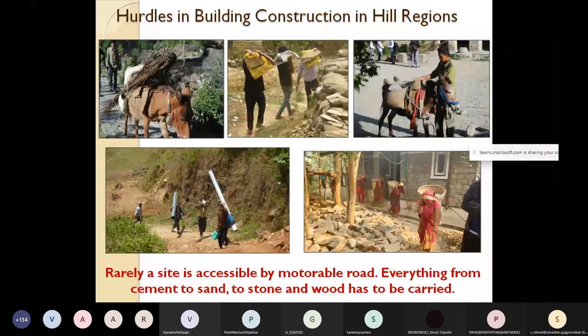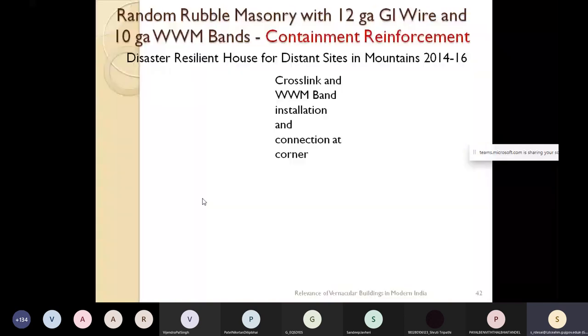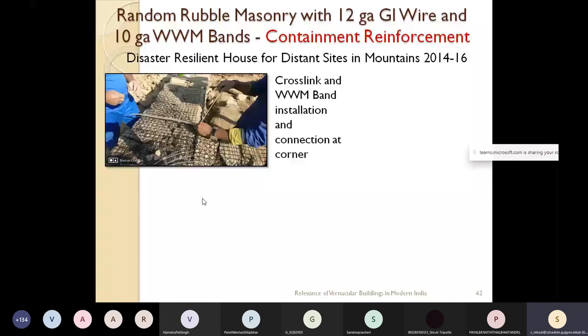So here in Nepal, we evolved a technology back in 2015 called containment reinforcement. This is a concept which was evolved by Professor Jagdish at the Indian Institute of Science back in 2013-14 after the Latur earthquake. In our shock test also, one of the shock tests we did was with mud blocks. When we did the first test, he conducted it with containment reinforcement. And then, of course, that concept has come a long way.